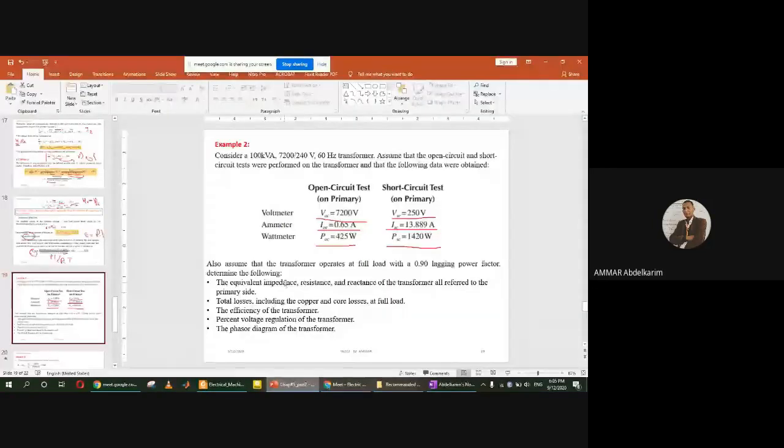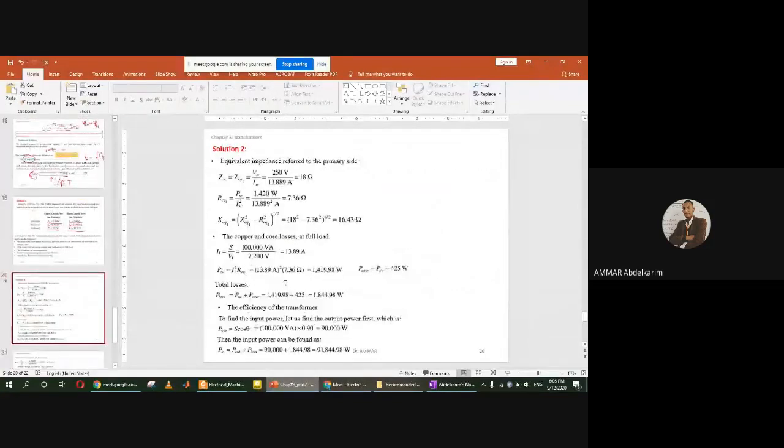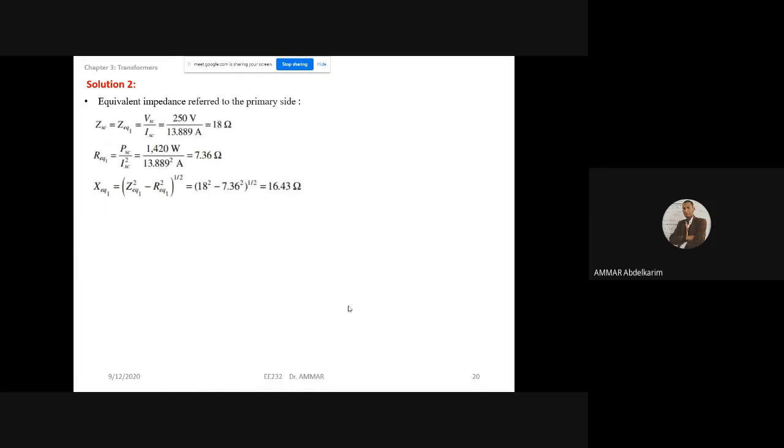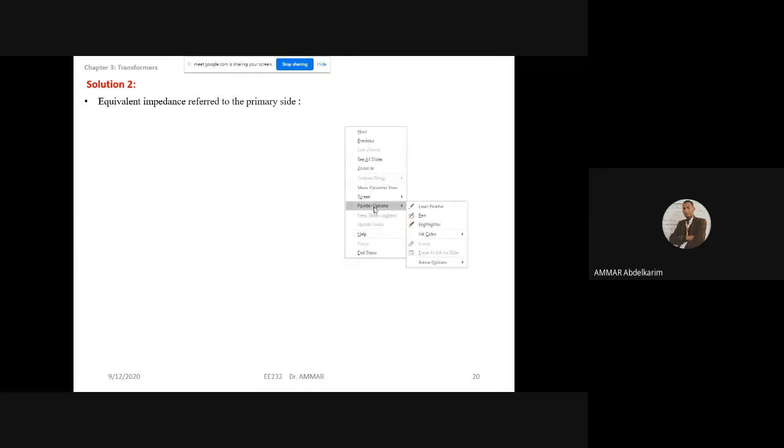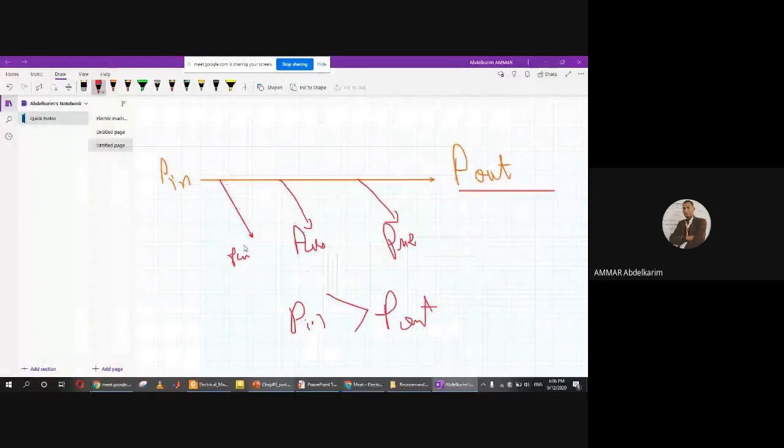Thank you. Okay, so let's see the solution of this exercise. Firstly, the equivalent impedance referred to the primary, which means the Z equivalent. The Z equivalent is determined in the short circuit test, of course. Let's try to do it on the table.